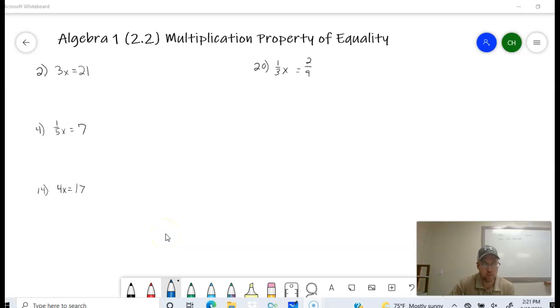Alright, Algebra 1, Section 2.2, Multiplication Property of Equality. The multiplication property of equality states that if any non-zero quantity multiplies or divides both sides of an equation, the equation remains true. That's a fancy way of saying that whatever we do to one side, we have to do to the other when it comes to multiplying or dividing in order for our equation to remain equivalent.